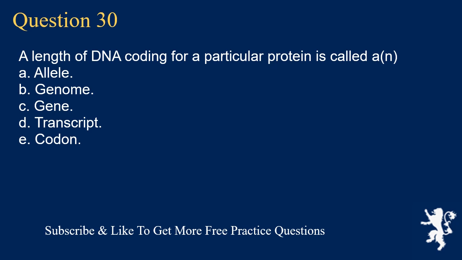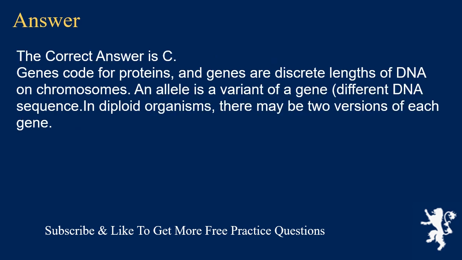A. Allele. B. Genome. C. Gene. D. Transcript. E. Codon. The correct answer is C. Genes code for proteins, and genes are discrete lengths of DNA on chromosomes. An allele is a variant of a gene, a different DNA sequence. In diploid organisms, there may be two versions of each gene.